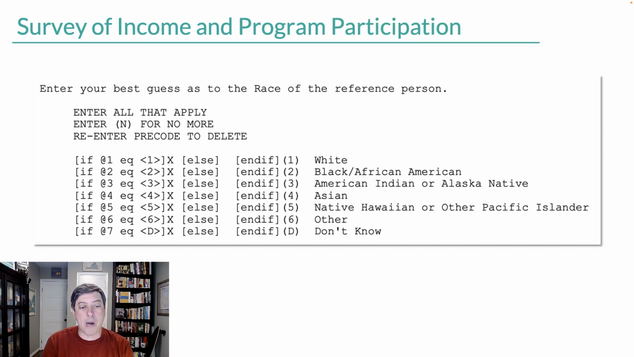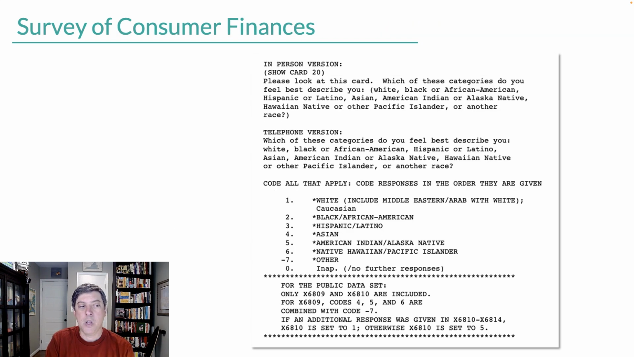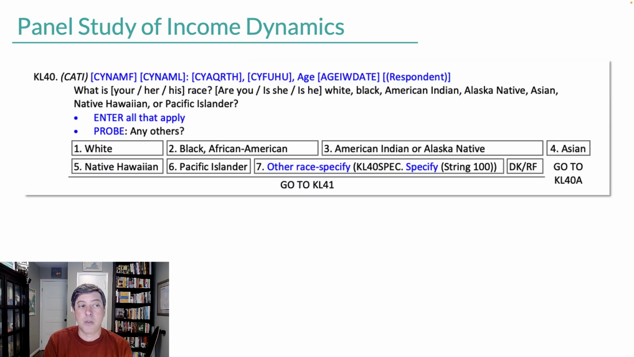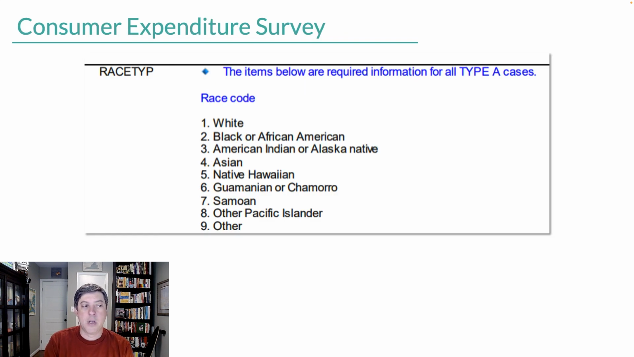Survey of income and program participation. You can see we have 7 options here. Again, white is 1, black is 2. Survey of consumer finances from the Federal Reserve Board. We have 8 different options here. Again, white is 1, black is 2, 3 Hispanic, Latino. Panel study of income dynamics from the University of Michigan. Again, 1 is white, 2 is black. And then from the consumer expenditure survey, we have 9 options. 1 is white, 2 is black, all the way down to 9 for the other category.